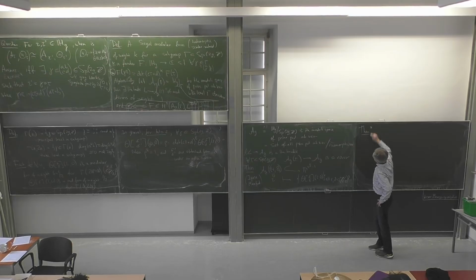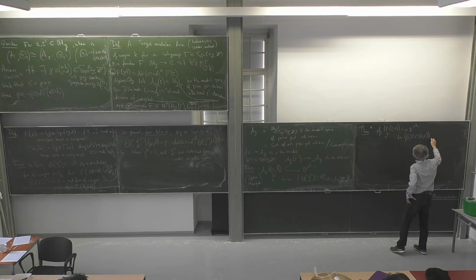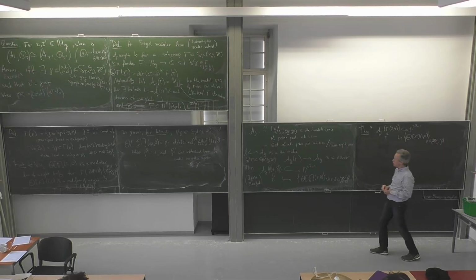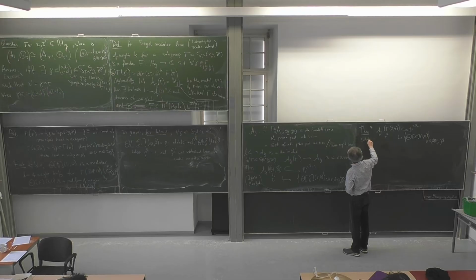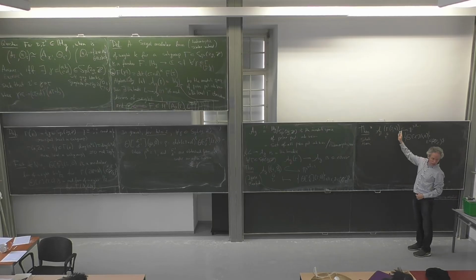Theorem star. A_g gamma 2, 4 has an embedding in P to the 2^g minus 1 by sending the tau in here to the set of the other guys. That's the theorem of Salvati Manni, which you can read. There is only one problem with that theorem: the proof has a gap, which still has not been fixed. What is known is that this map is finite, generically injective. So there are some technical issues.